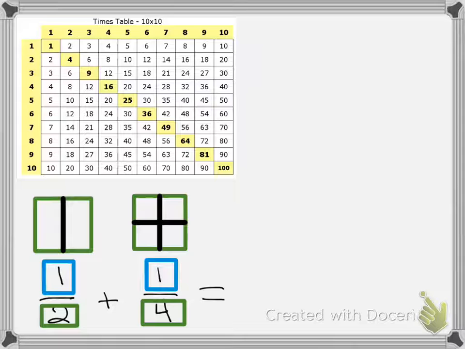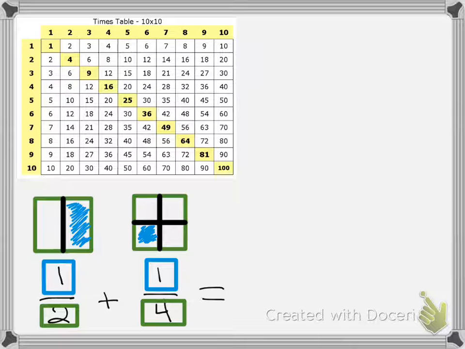So I have this visual for you to look at, and I've set the problem up already. In 1/2, I'm going to shade in one of these boxes blue to match the numerator of 1. And then over here in the other problem, 1/4, I'm going to shade in one of these 4 boxes to represent the fraction 1/4.